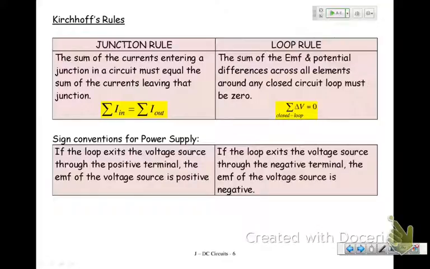So circuits consist of, if you think about it, if I draw a simple circuit, there might be a power supply, there might be a resistor, there could be a power supply, there could be a resistor. There's just 3 resistors but 2 power supplies. And what we recognize is there's a junction here and a junction there.